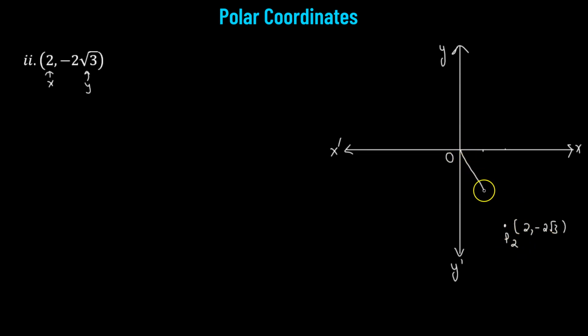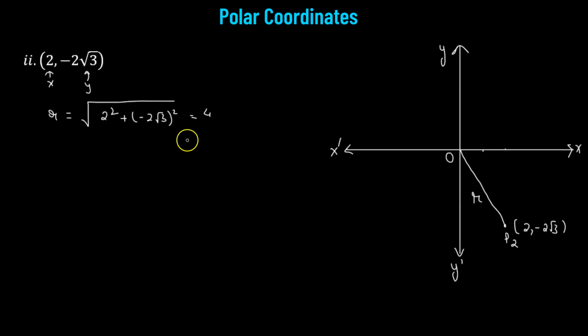For that, let's join OP2. Here OP2 is going to be the radius. So the radius r, we can find using the distance formula. That's going to give us the square root of 2 squared plus (−2√3) squared. Here I have dropped the coordinates of the origin because that's (0, 0). So this will correspond to a value 4.